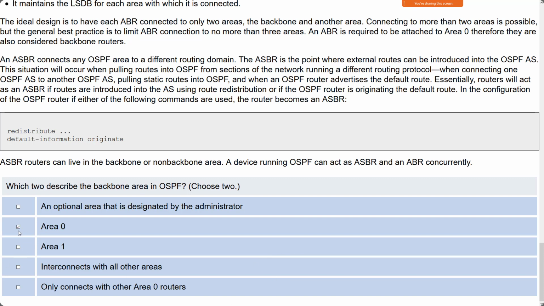"Interconnects with all the other areas" is true, because that's how we communicate from one area to the other. "Only connects with other area 0 routers" is not true. The whole point of area 0 is to talk to other areas. I just said the one thing that I said wasn't true. Yeah, if area 1 wants to talk to area 2, it's going to have to go through area 0. All right?